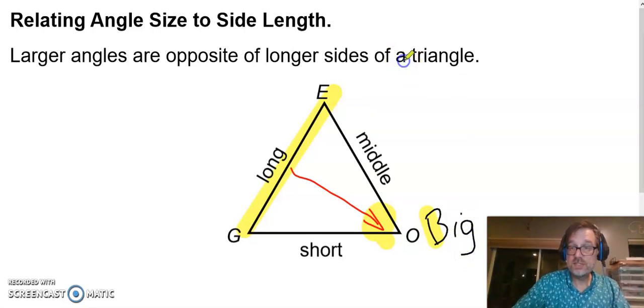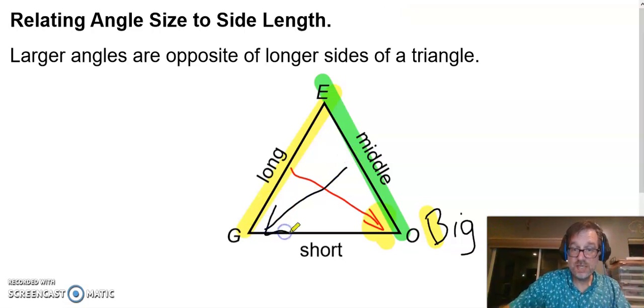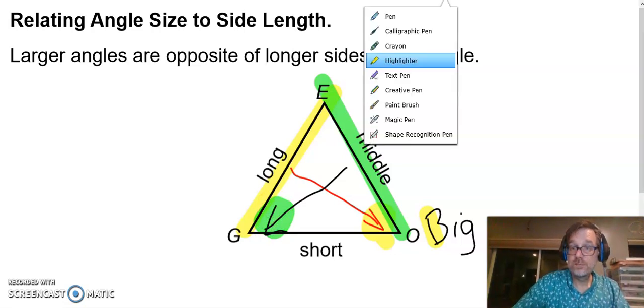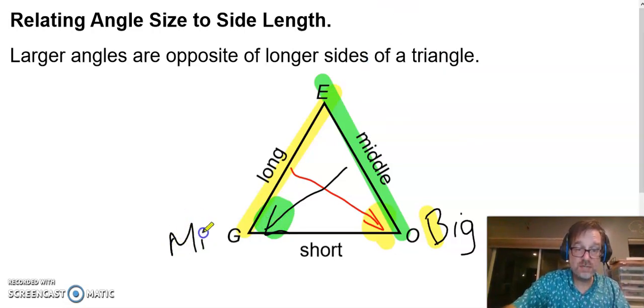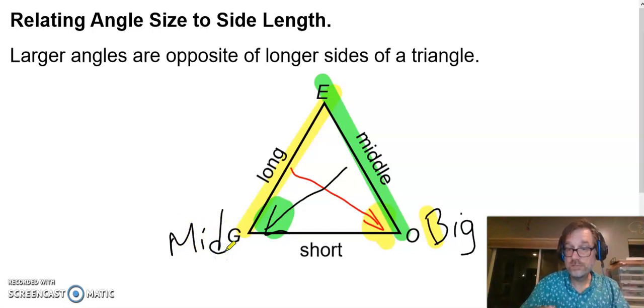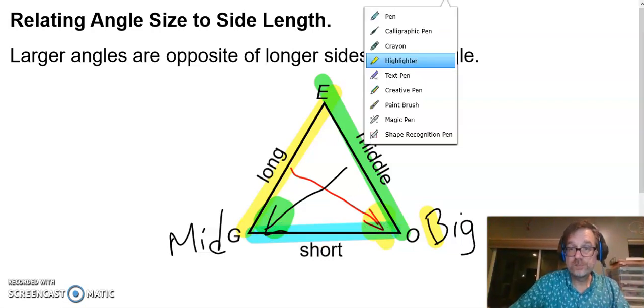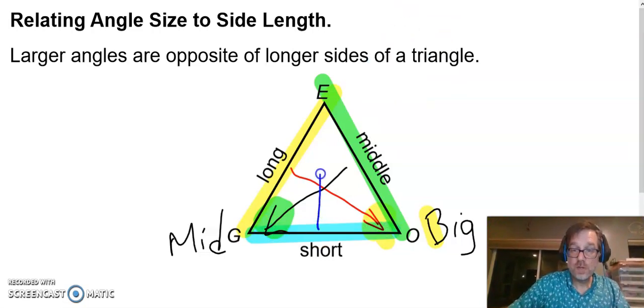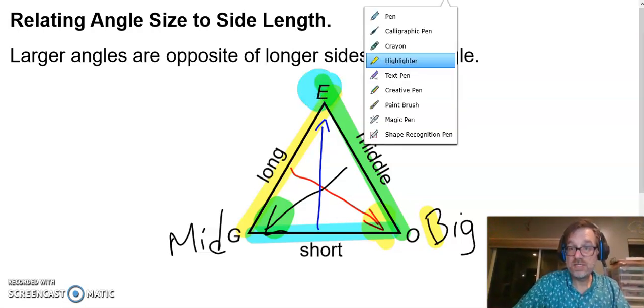I always like to do this in order. So here's my middle side. Opposite the middle side is this angle right here, so that's going to be angle G. That'll be my middle or medium length, the number in the middle. And lastly, we have our shortest side. Across from my shortest side will be my smallest angle. So this angle up here is going to be my smallest angle.